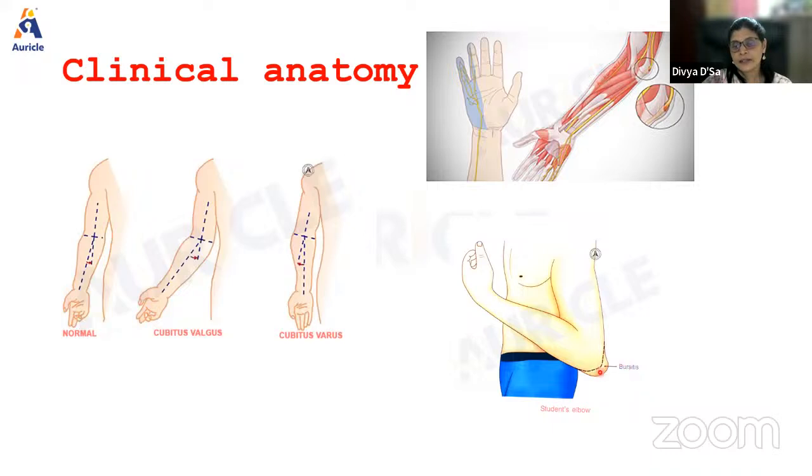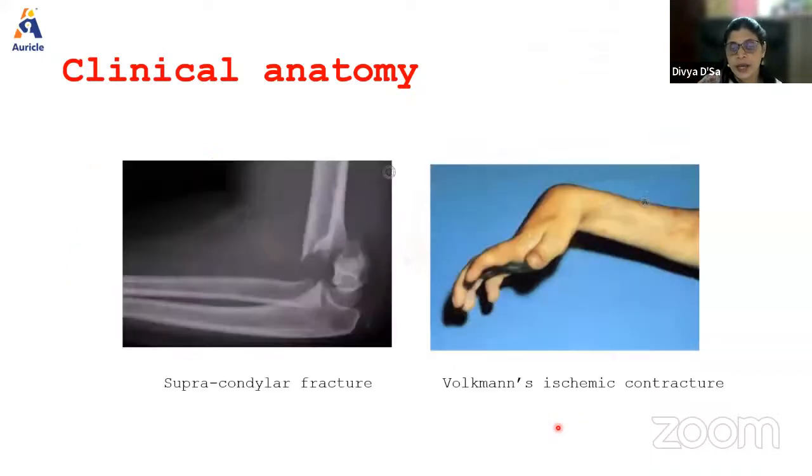Usually the elbow joint, near the olecranon process, is prone to bursitis. That is why it is called student's elbow, because when they are studying, they keep the elbow on the table for a long time, and that can lead to this bursitis condition. Supracondylar fractures are very common in the elbow joint, just above the condyles of the humerus. A supracondylar fracture can lead to Volkmann's ischemic contracture, which is a deformity of the forearm, wrist joint, and the fingers.